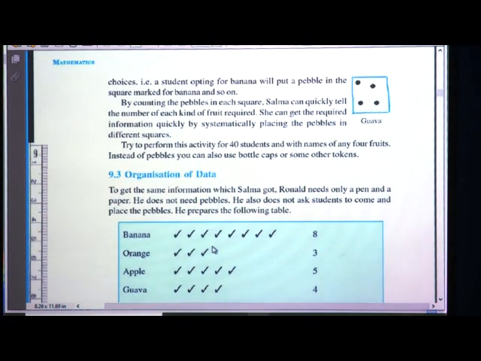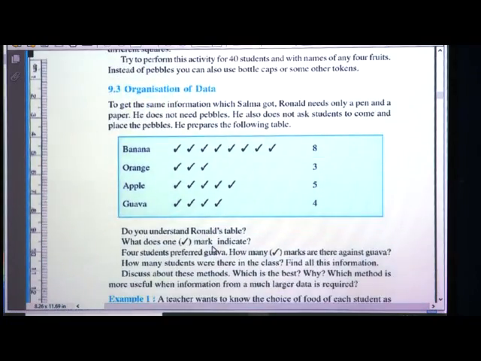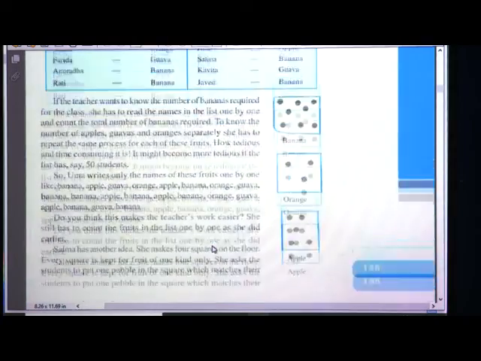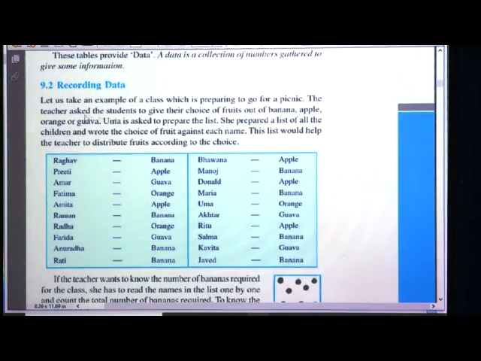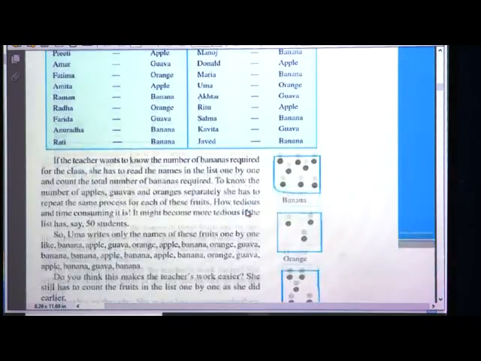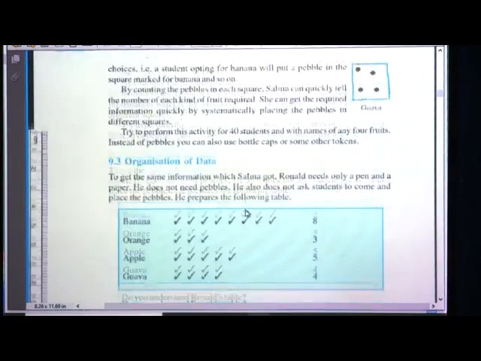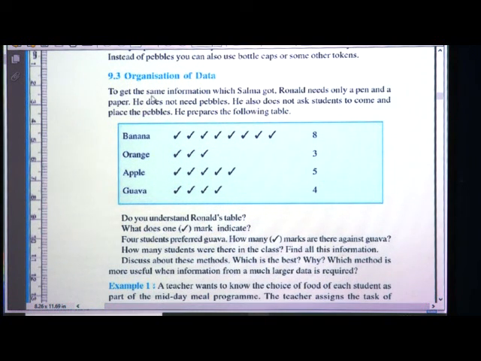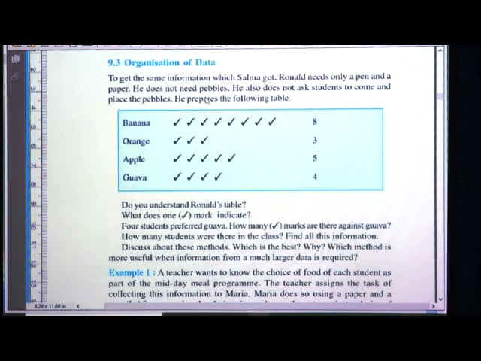Next, organization of data. Just now we have seen recording data. This data has been recorded. Now, we are going to see how we can organize the data. To get the same information which Salma got, Ronald needs only a pen and a paper. He does not need pebbles. He also does not ask students to come and place the pebbles. He prepares the following table.